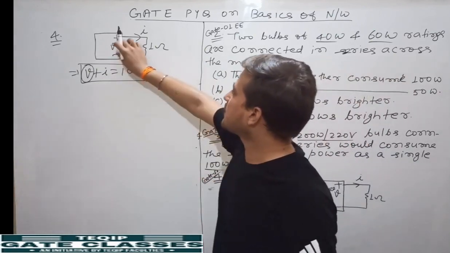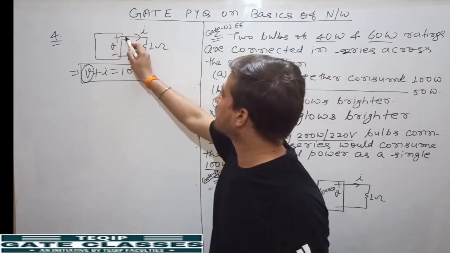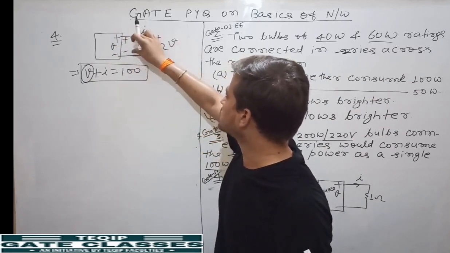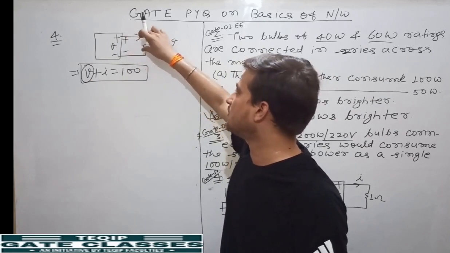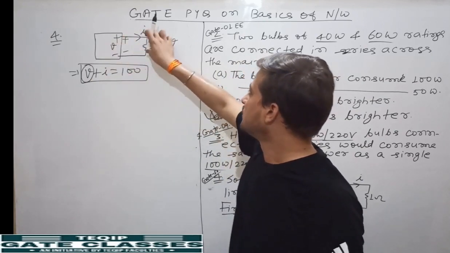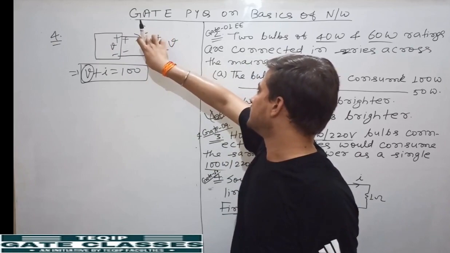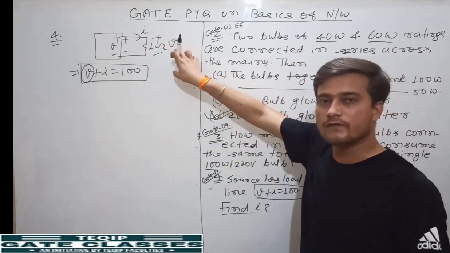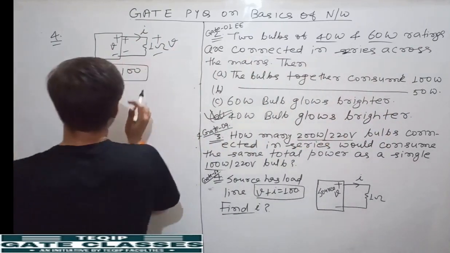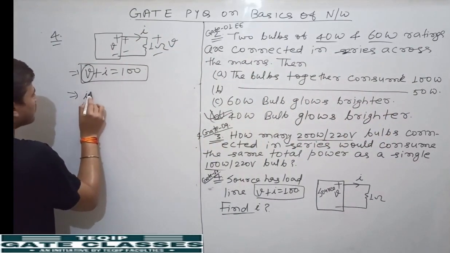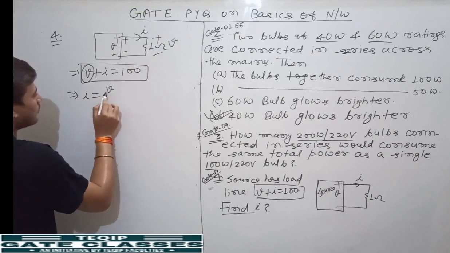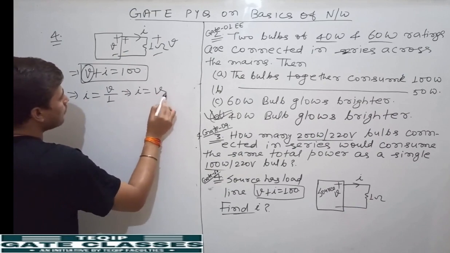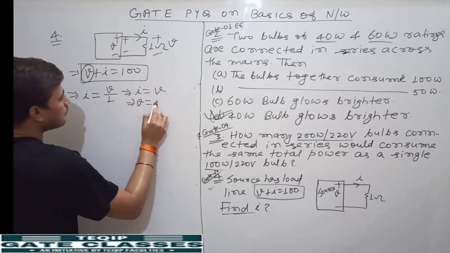See, the voltage across this source is V. That means the voltage across this terminal is also V, because there is no resistance connected between load and source. So the voltage across the 1 ohm resistance is equal to V. Current will be nothing but voltage divided by resistance, so I is equal to V.